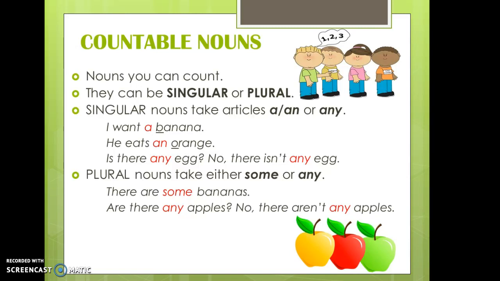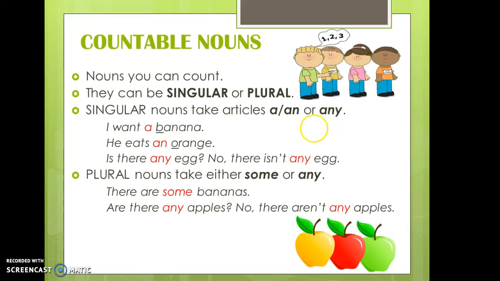Countable nouns are those nouns that you can count. They can take either the singular form or the plural form. If they are singular nouns, they can either take the articles a, an, or any before the noun. In the case of a, an, we use these two articles in affirmative sentences. In the case of any, we use this article for interrogative or negative sentences.